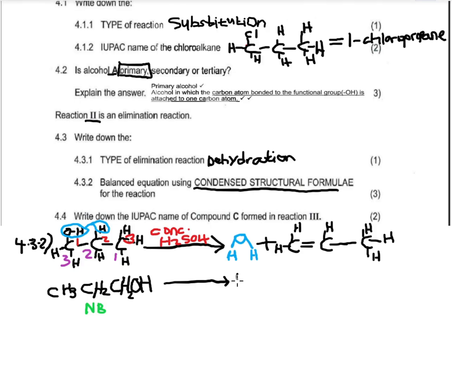We are going to write H2O here, plus the first carbon here. The first carbon, how many hydrogens are we having? 2 hydrogen atoms. And then in the second carbon, there's only 1 hydrogen atom. How about the third carbon? 3 hydrogen atoms.